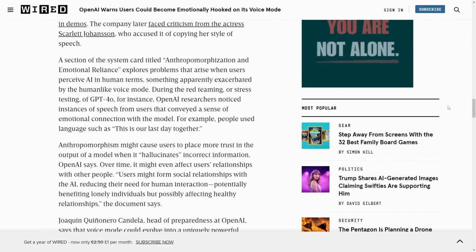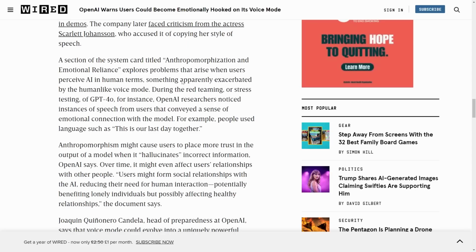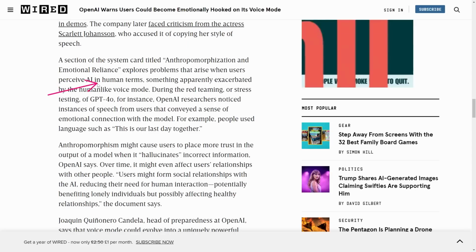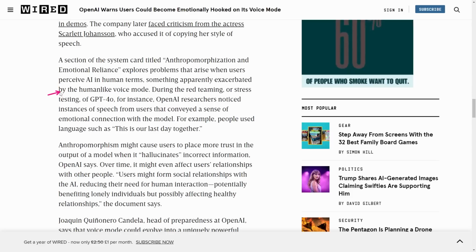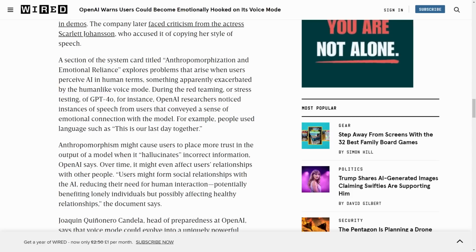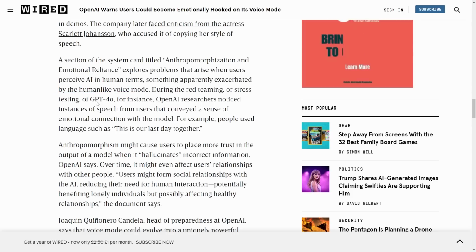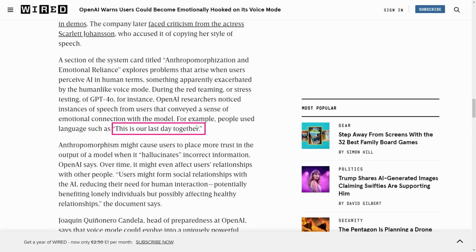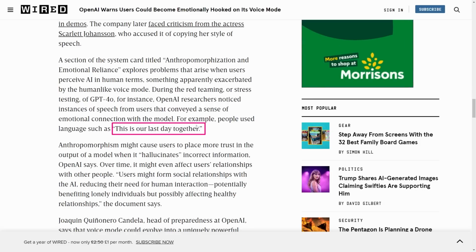So there was one Wired article that spoke about anthropomorphization and emotional resilience. It essentially explores problems that arise when users perceive AI in human terms, something that's going to be exacerbated by the human-like voice mode. During red teaming, OpenAI researchers noticed instances of people using language like "This is our last day together," which goes to show that humans have a tendency to anthropomorphize, which basically means you're putting human-like characteristics onto something that isn't human, and you're perceiving it wrong because you kind of want an emotional connection with it. It's just the way humans work.